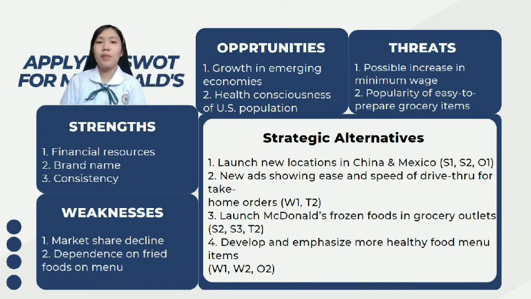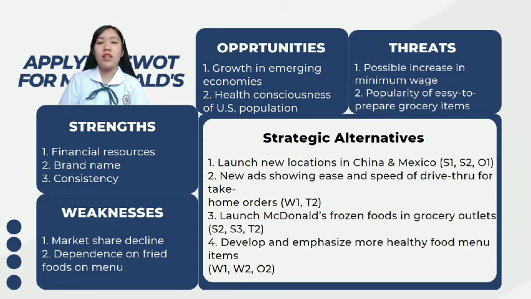The second step is focus on weakness to threats. By combining an internal weakness due to the market share decline and the loss of market power with the external threat of the increasing popularity of easy-to-prepare grocery items, it developed the defensive strategic option to develop and air new ads showing the ease and speed of McDonald's drive-thru for take-home orders.